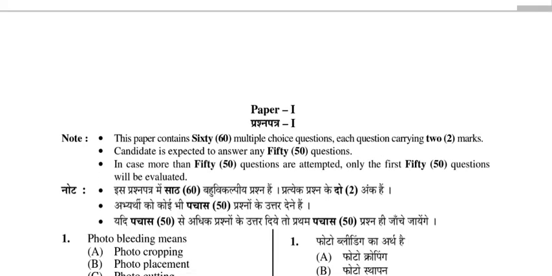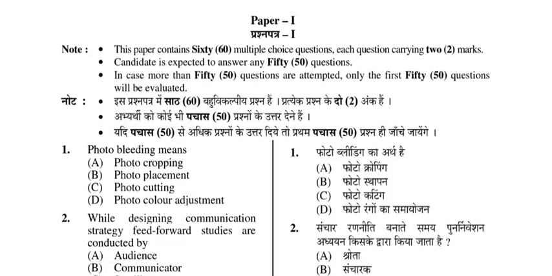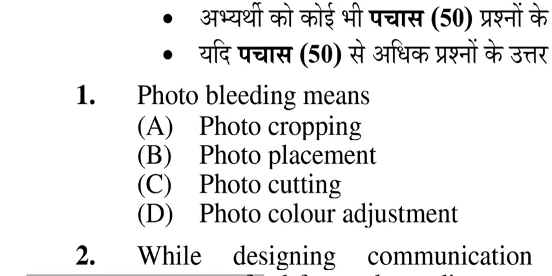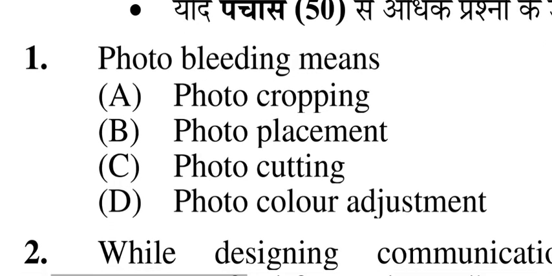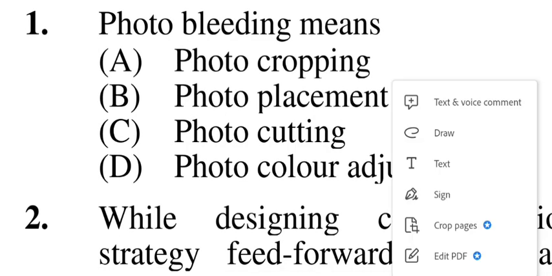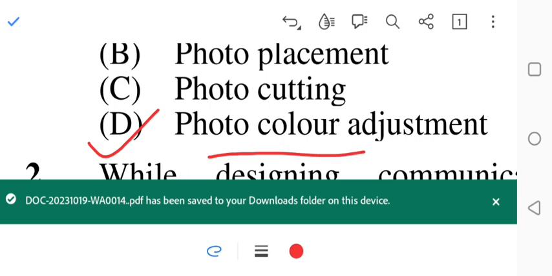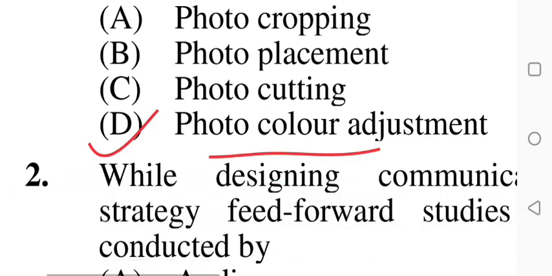This question paper is the 2011 UGC NET Paper 1, December 2011. The first question says: photo bleeding means what? Photo cropping, photo placement, photo cutting, photo color adjustment. The correct answer is D, photo color adjustment.